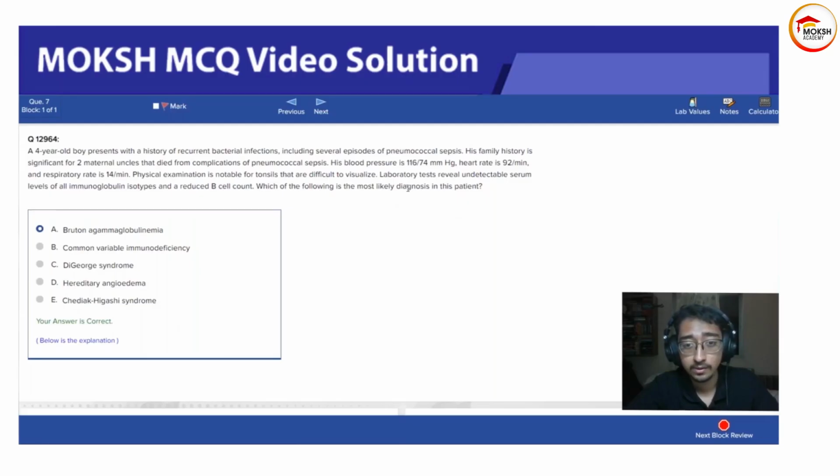And they're asking you the diagnosis in this patient. Yeah, so let's read the question properly. Laboratory tests reveal undetectable serum levels of all immunoglobulin isotypes, right? And reduced B cell count, right? So last two lines में पूरा question पता चल जाता है तुमको.